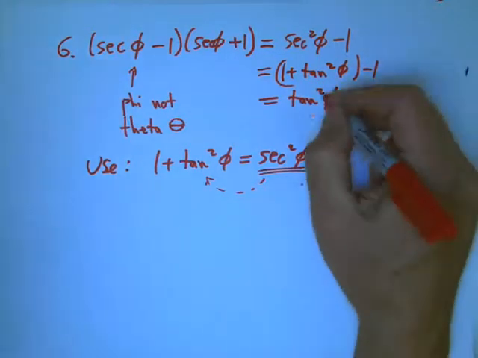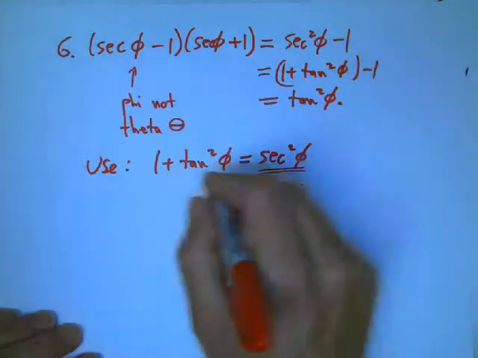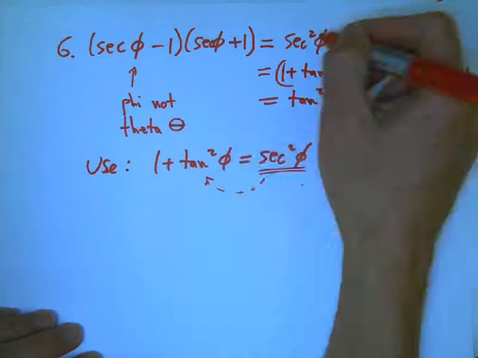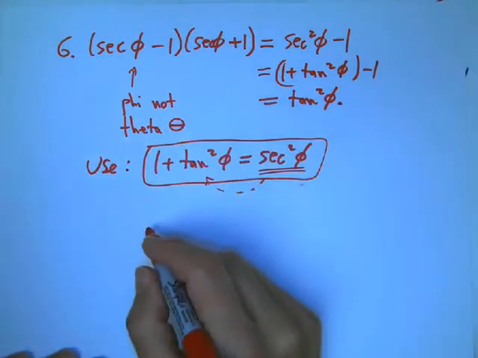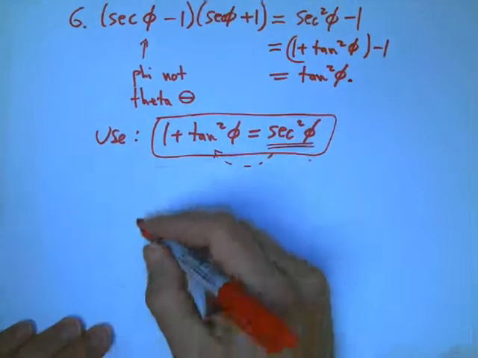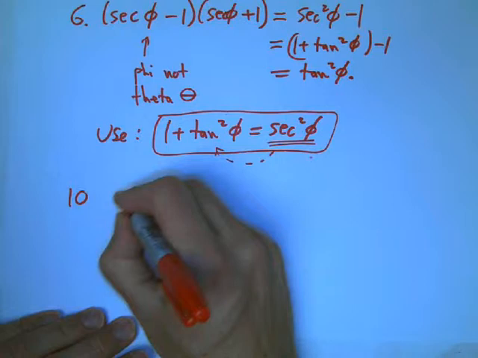And that's about as simple as it's going to get. Tangent squared phi. It's one trig function squared. There's not much you can do with that. So that's going to be about the simplest version for that one. So we used ordinary algebra, and we used one of the Pythagorean identities, the tangent secant version of the Pythagorean identities. Now, let's go to number 10 for another example.